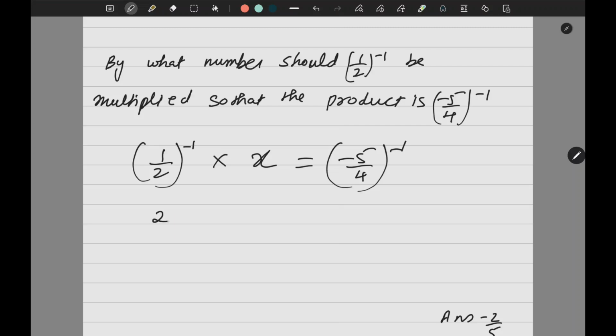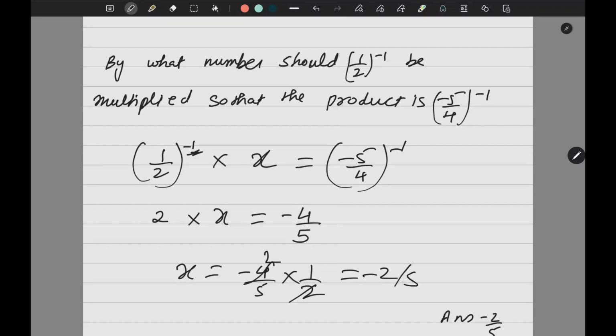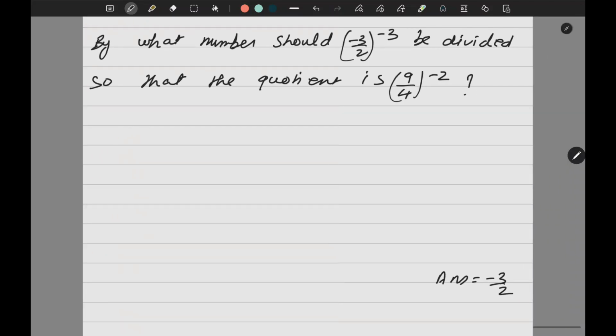Okay. So now 2 into x, because for the negative power I have taken the reciprocal, is equal to, this is 4 by 5 with a negative sign. Right? So what is x? x is equal to minus 4 by 5 into 1 by 2. So 2 ones are 2, 2 twos are 4. So it is minus 2 by 5 and we are done. Now come to the next one.